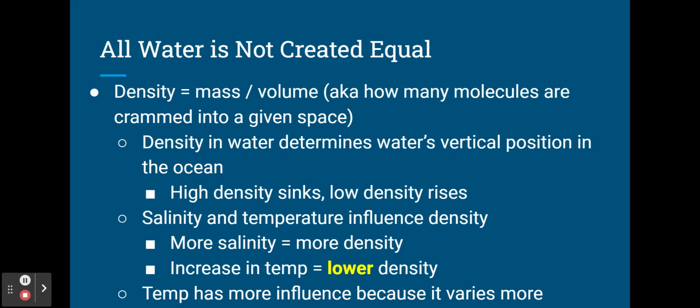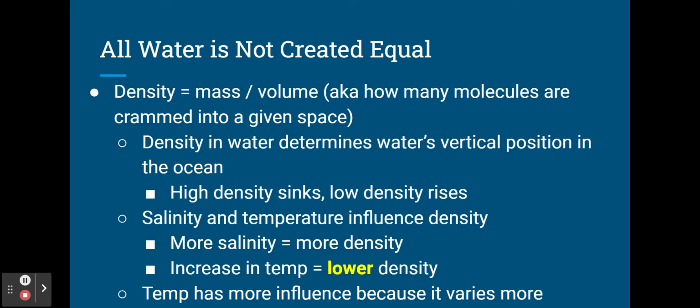Now, the density in water determines its vertical position in the ocean. High density sinks, low density rises. So if you think of something like a metal weight and you drop it, it goes all the way to the bottom of the ocean because it's high density, versus something that's not very dense like gas, which rises to the top.